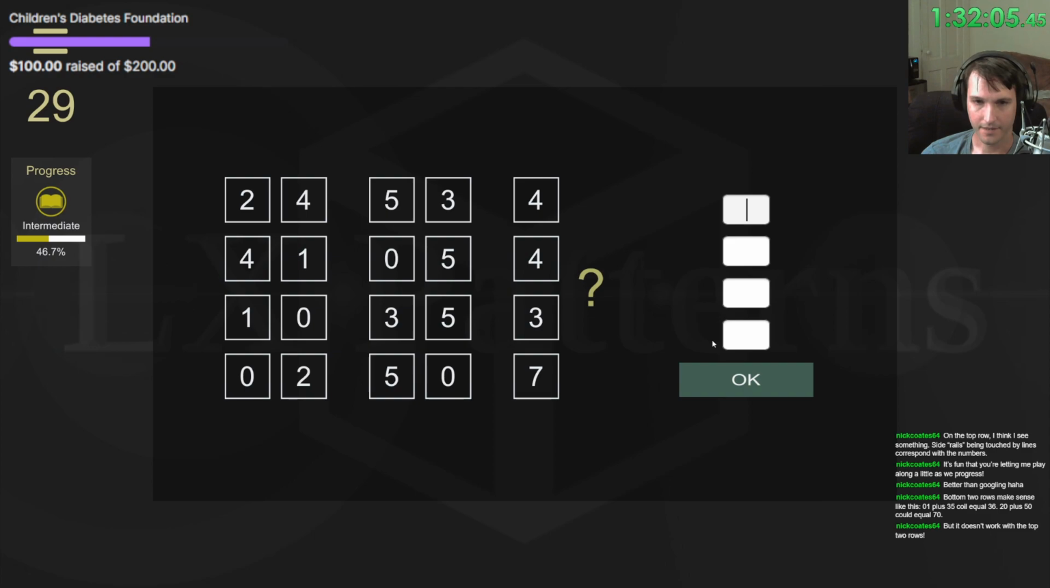Oh man, this is weird. This could be a long game. We could get to the point where it's like a half hour per puzzle, and there's 30 puzzles left.